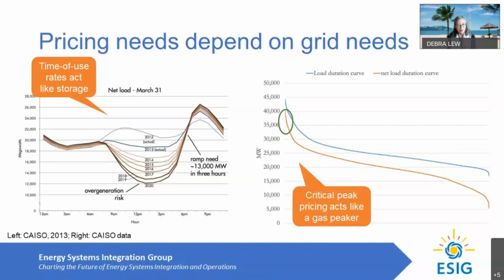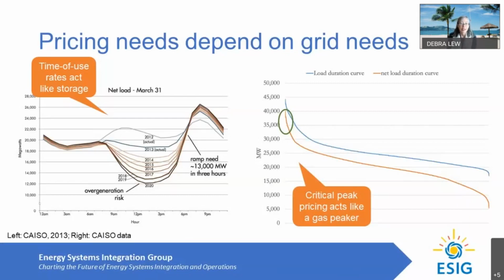So as the grid evolves, the needs are going to evolve. We all know that. And pricing needs to evolve to meet those needs. For example, if you're planning on solar as a large part of your decarbonization strategy, you're probably also thinking about storage to help manage your duck curve. And time of use rates act like storage. And it should be something you're considering at the same time you're considering new investments in storage.